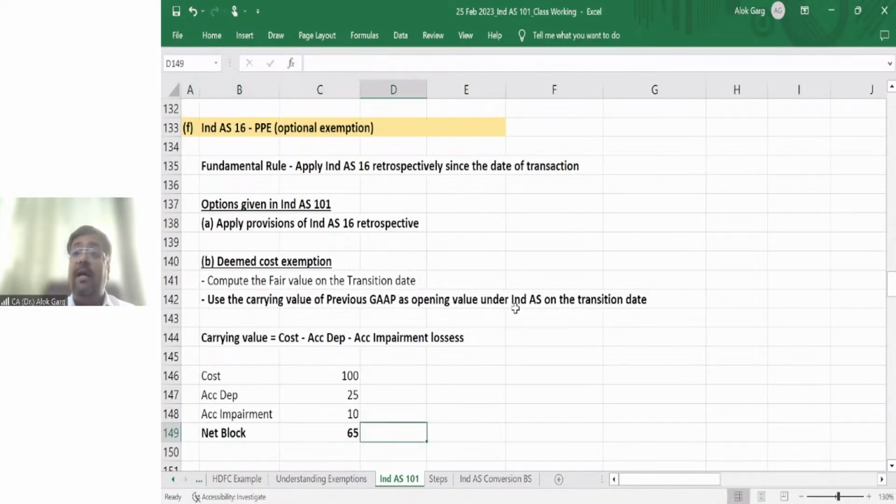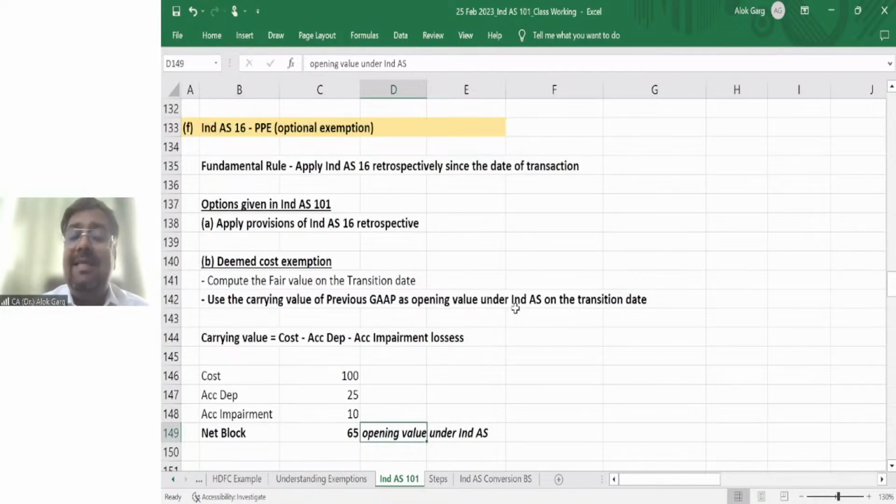So, friends, this will be the opening cost under Ind AS. This net block, that is the gross block minus depreciation minus accumulated impairment, will become the opening value under Ind AS. This will become the gross block under Ind AS. 65 will become the gross block under Ind AS. Is it clear?